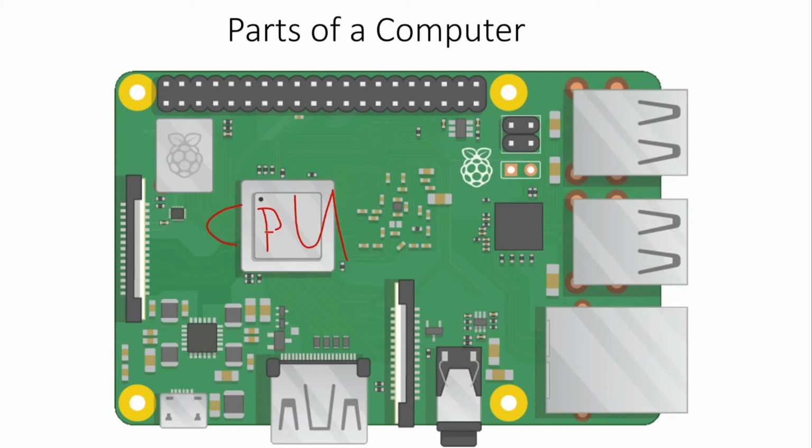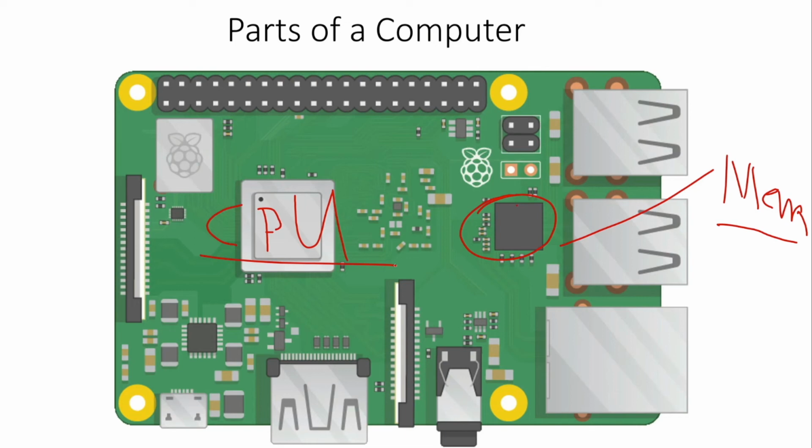Then we have the memory, which in this case is this little black square over here. What the memory does is it allows the computer to store data. So, in our example earlier, we said that computers had to take data as input, store it, process it, and then output it. So, the memory is what is used for storage, and the CPU is used to process it.